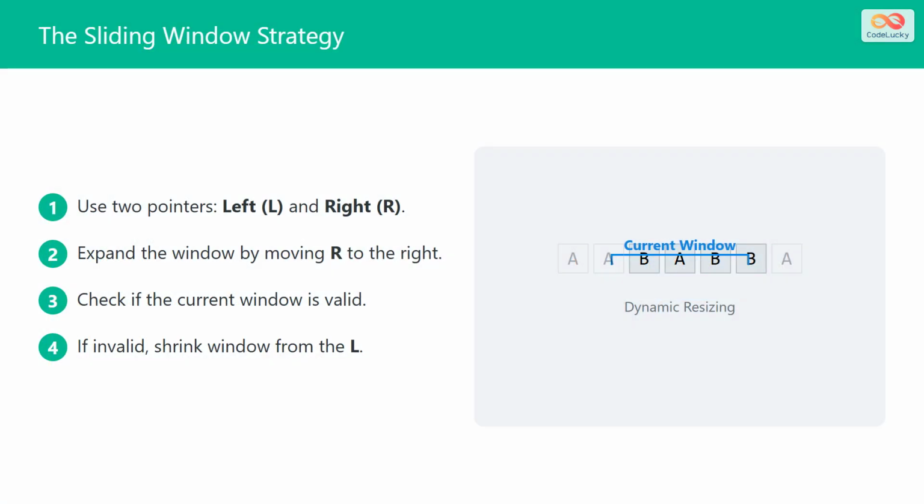To solve this efficiently, we use the sliding window technique. We maintain 2 pointers, left and right. We expand our window by moving the right pointer forward, adding characters to our window. At each step, we check if the window is valid. If it becomes invalid, we shrink the window from the left side until it is valid again.